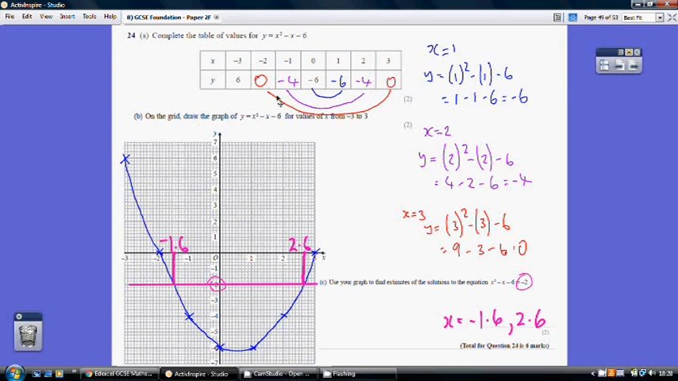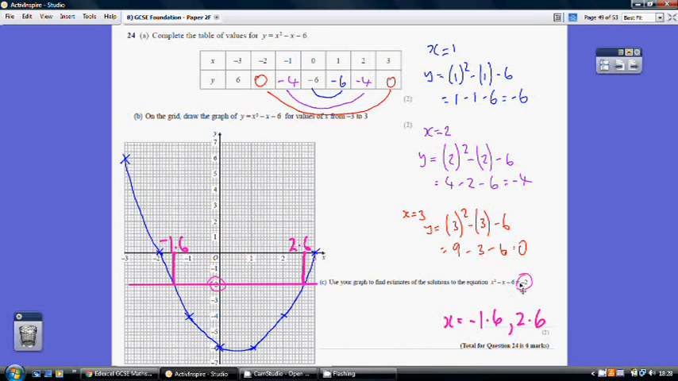Now for part B, I've then plotted these points and joined them together with a curvy line. Just make sure at the bottom that you keep it rounded, don't make it have a flat bottom, it's not a vase.